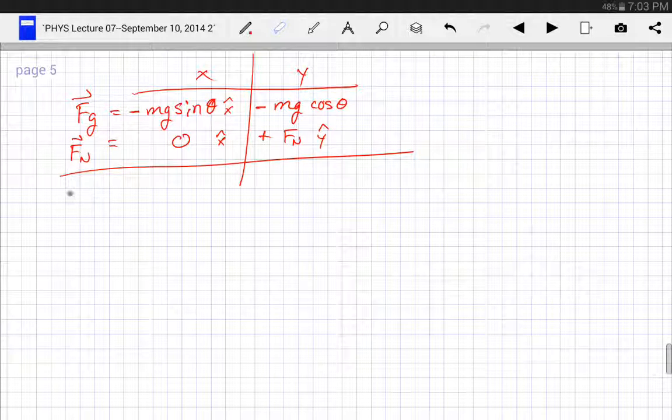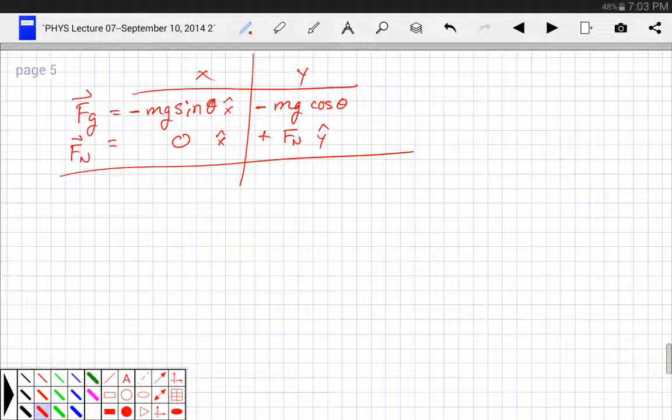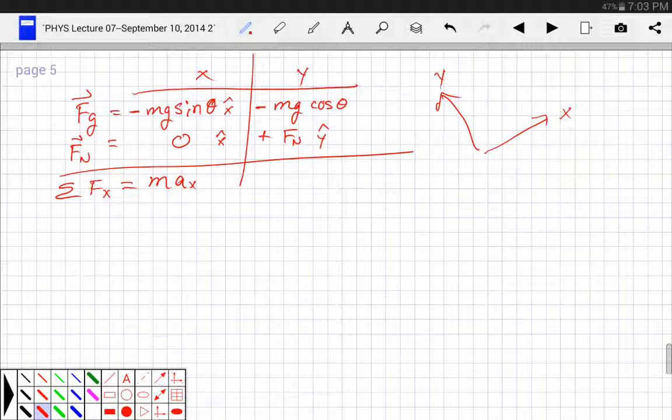So now I'm going to use on this side my pen. Sum of the forces in the x direction is equal to mass times acceleration in the x direction. Now remember, the x direction is going like this. The y direction is going like that. So the acceleration in the x direction, I don't know what that is. I'm trying to find that. Adding up what I have on the side, I have minus mg sine theta equals m a_x.